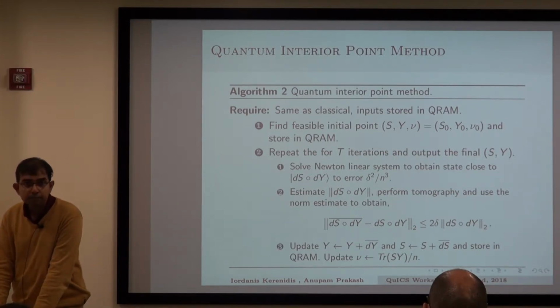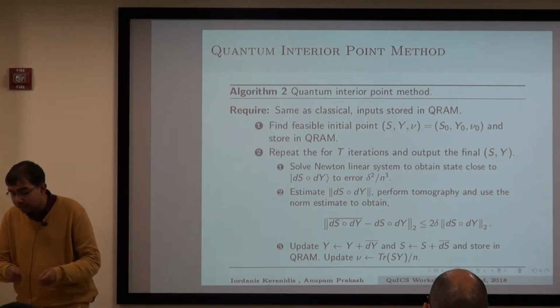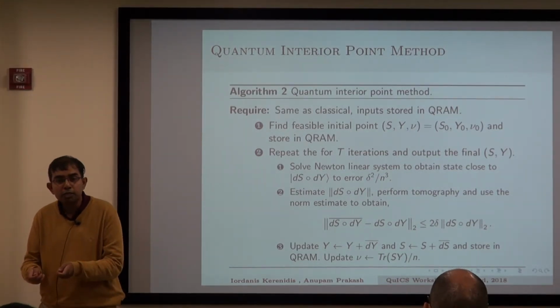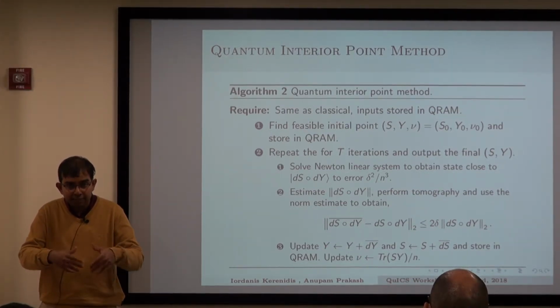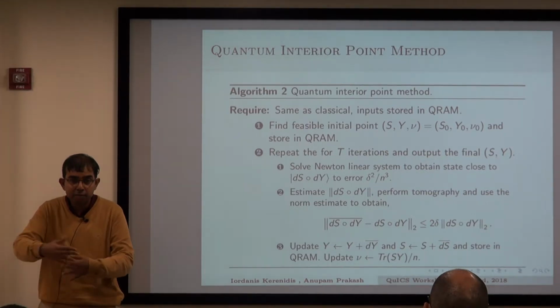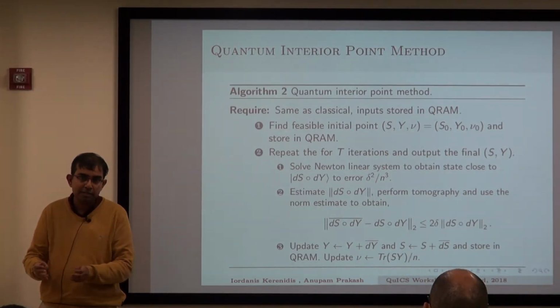So you need the tomography to estimate the norm? The norm estimation is a part of the linear system solver. The tomography is to get from the quantum state ds a description of the entries of ds, so that I can update s to s plus ds.